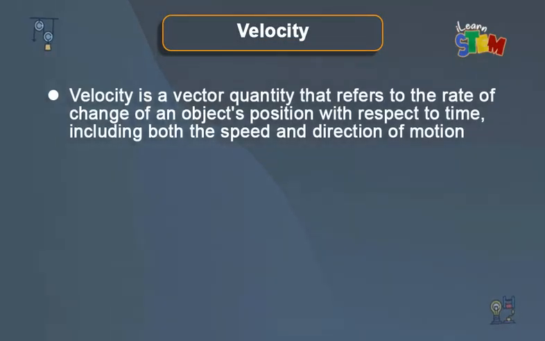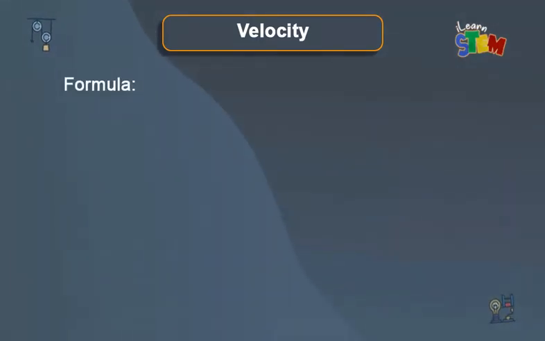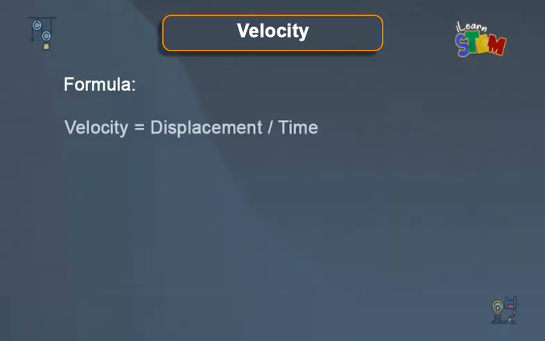Velocity is a vector quantity that refers to the rate of change of an object's position with respect to time, including both the speed and direction of motion. In other words, velocity is a measure of an object's speed in a specific direction. It is a vector quantity, which means it has both magnitude and direction. It is measured in units, such as meters per second or miles per hour. The formula used to calculate velocity is velocity equals displacement divided by time.